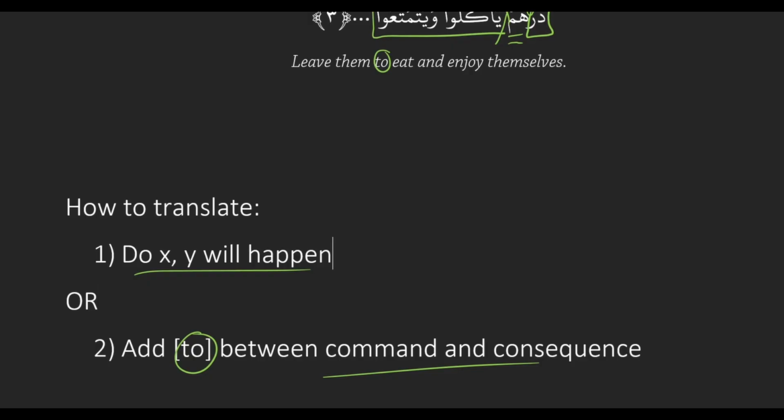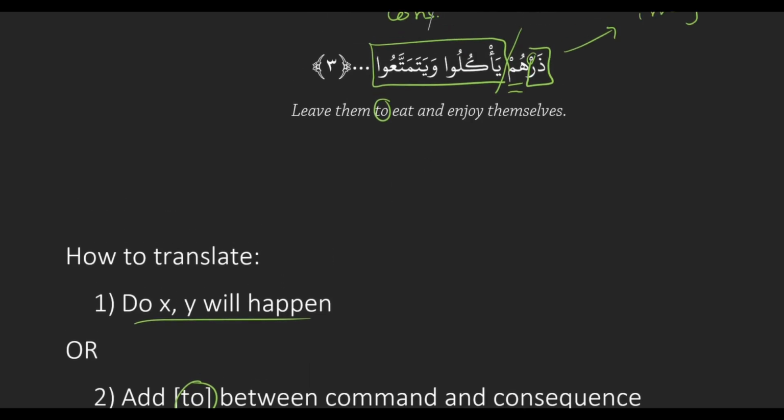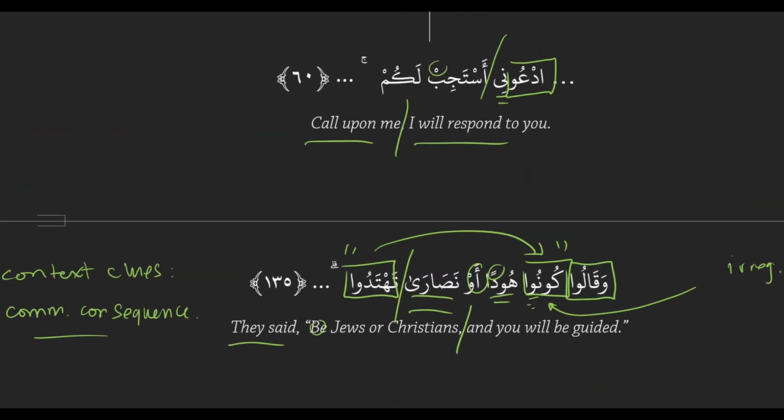So how do we recognize a command consequence? You have a command, which we recognize the way we did before, followed by a consequence, which is just a present bald action. And if you see a present bald action that looks like it randomly is bald and you can't find a good reason, chances are it's part of a command consequence.